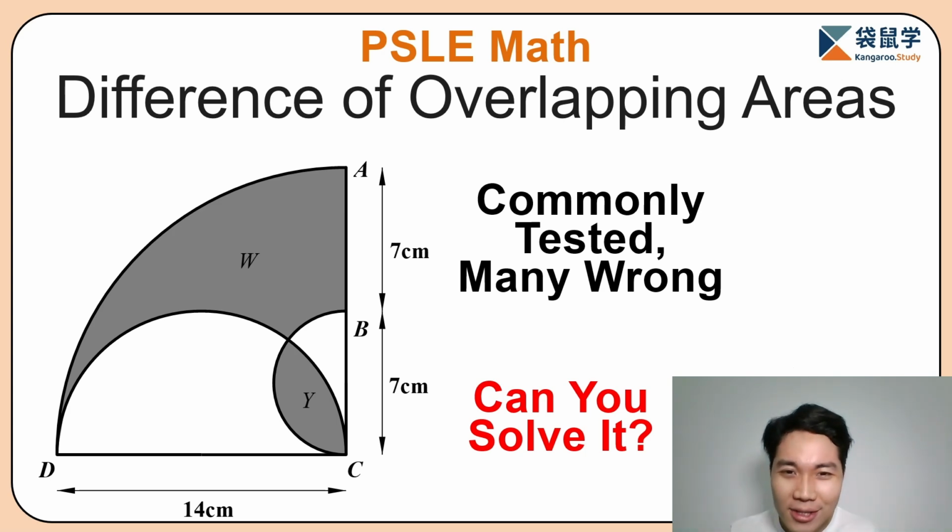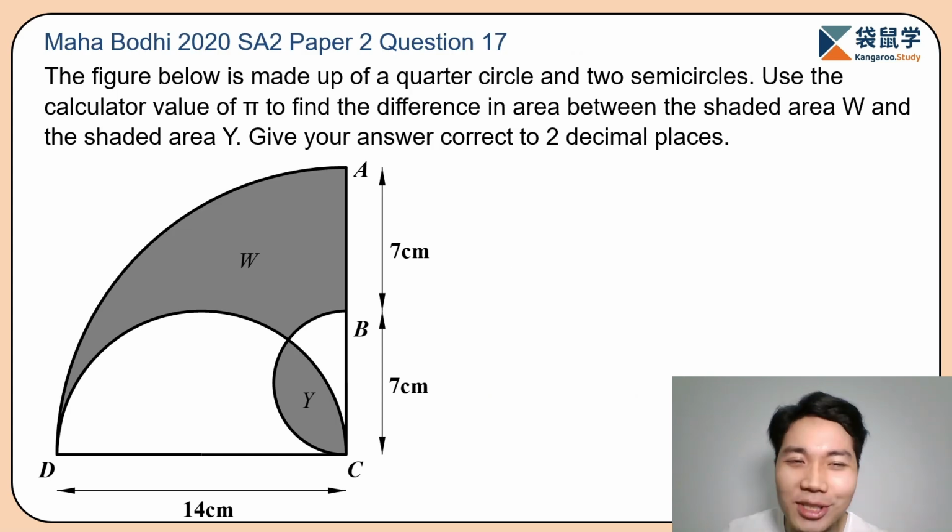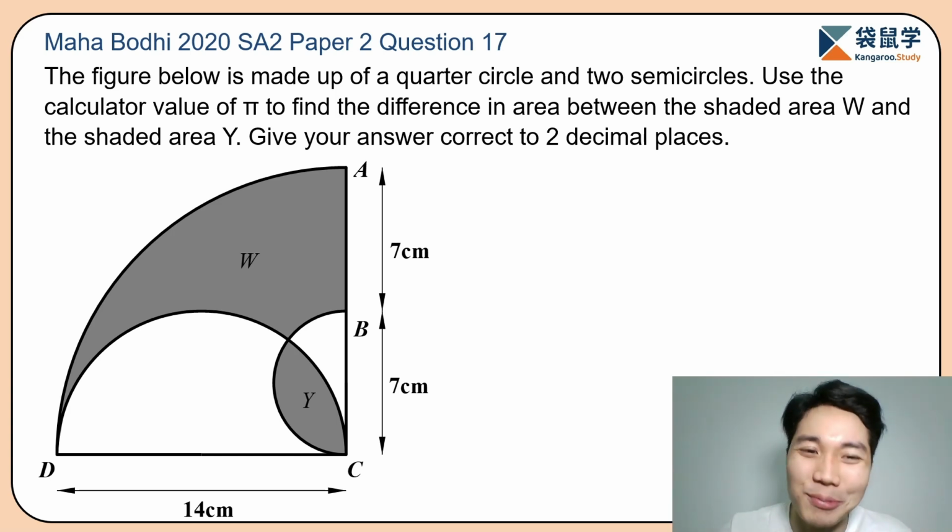Let's have a look. So this question is coming from Body 2020 Essay 2. The figure below is made out of a quarter circle with two semicircles. Use the calculator value of pi to find the difference in area between the shaded area W and the shaded area Y. Give your answer correct to 2 decimal places.